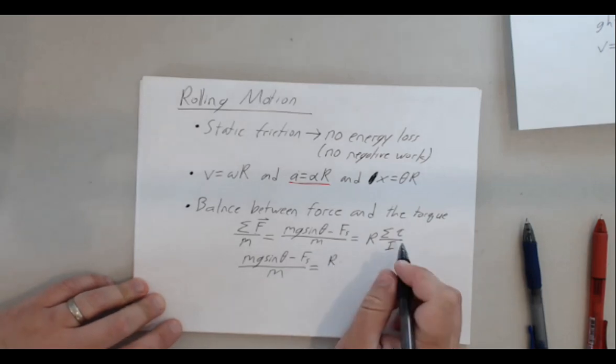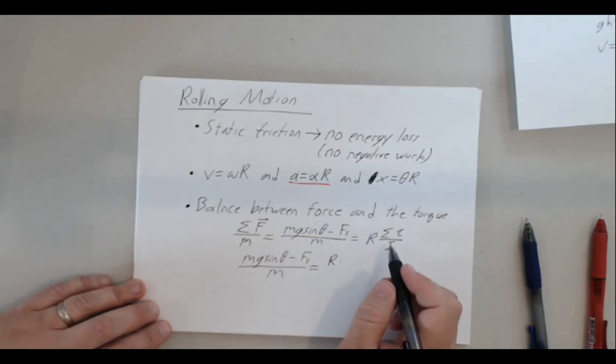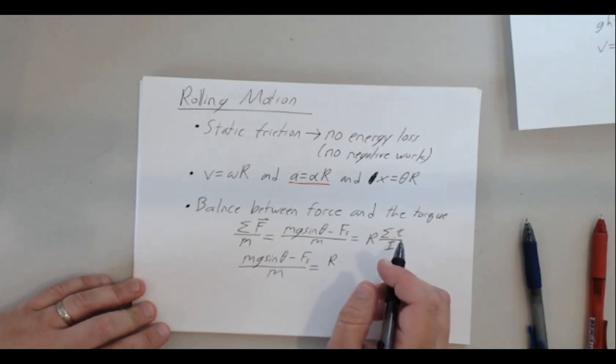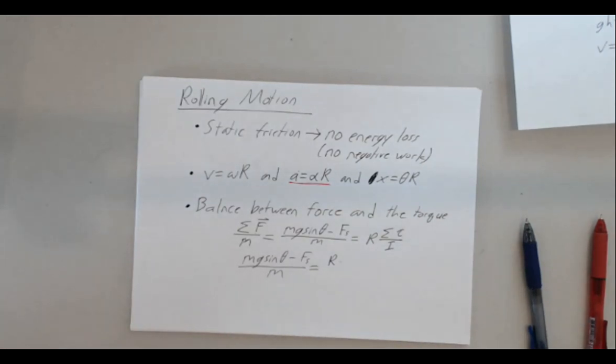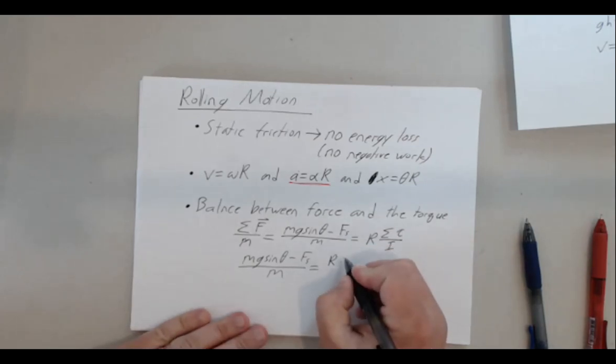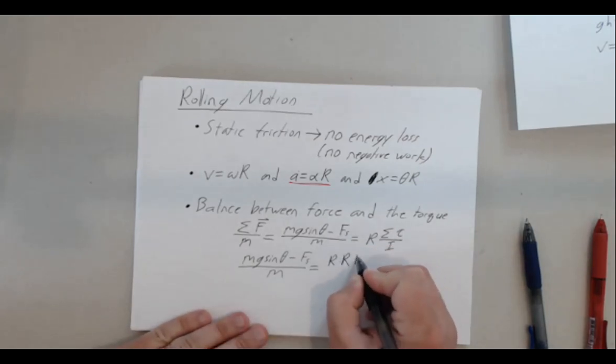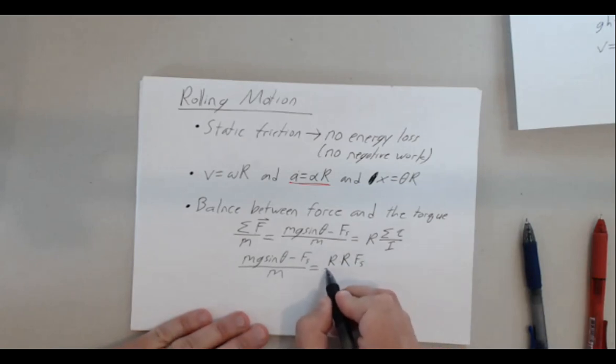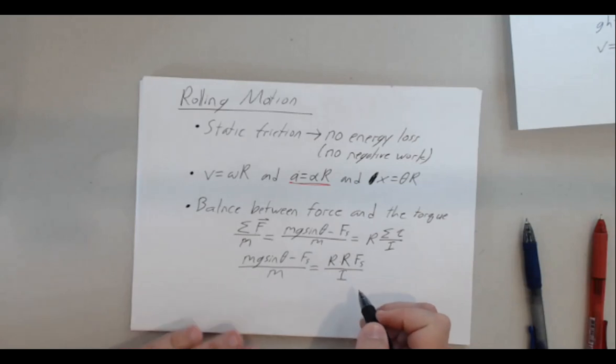R times, now I've got to figure out my torque. So first question to ask: what is the angle between the radius vector and the force vector? It's perpendicular. Right, it's perpendicular, which means I can save myself a lot of headache on that cross product. And just write this as my radius times my force divided by my moment of inertia.